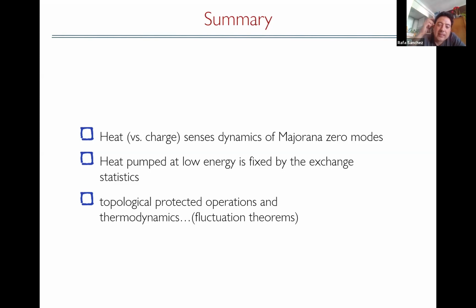Okay, I see some connection of your heat pump in this system with the adiabatic pump for charge, for example, the work by Brouwer some time ago. Do you expect the same kind of deviation for the fluctuation theorems expressed for charge in that case than what you see for heat here?